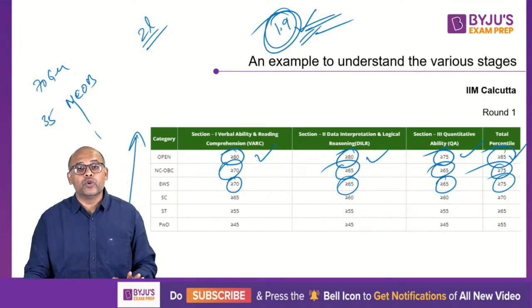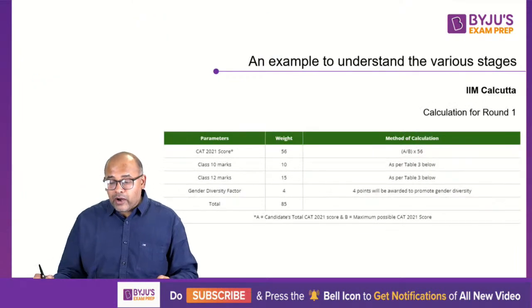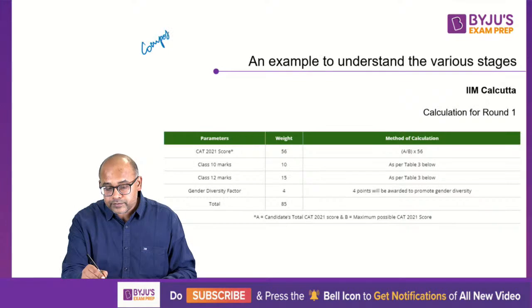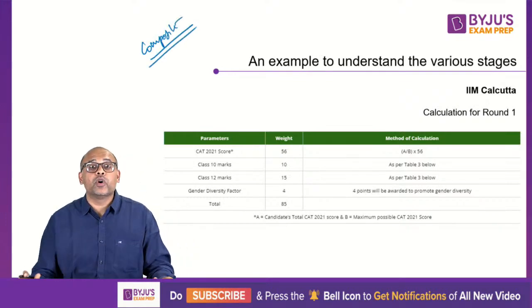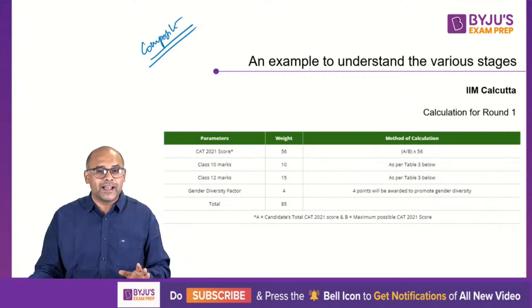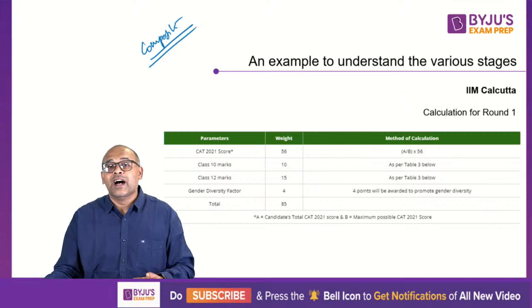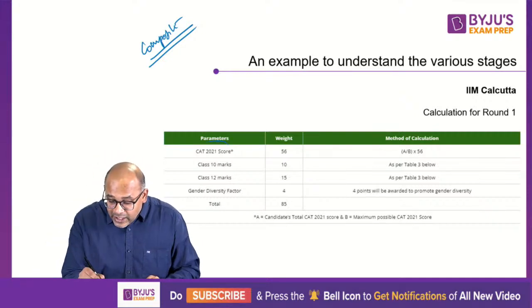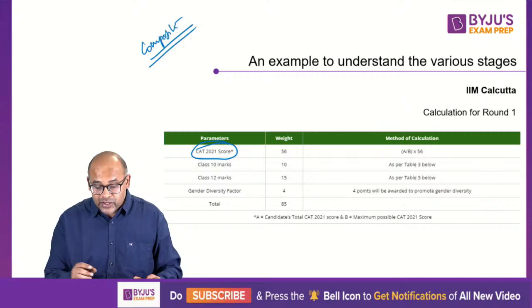So this is my CAT score. Now what will I do? I will now go to calculating my composite score. This is the composite score calculation which is given on the website of Calcutta, and let's take a look at what happens here. It's very interesting and sometimes kind of demotivating for some of you as well. I'll tell you why. So if you look at CAT 2021, this is what I mentioned.